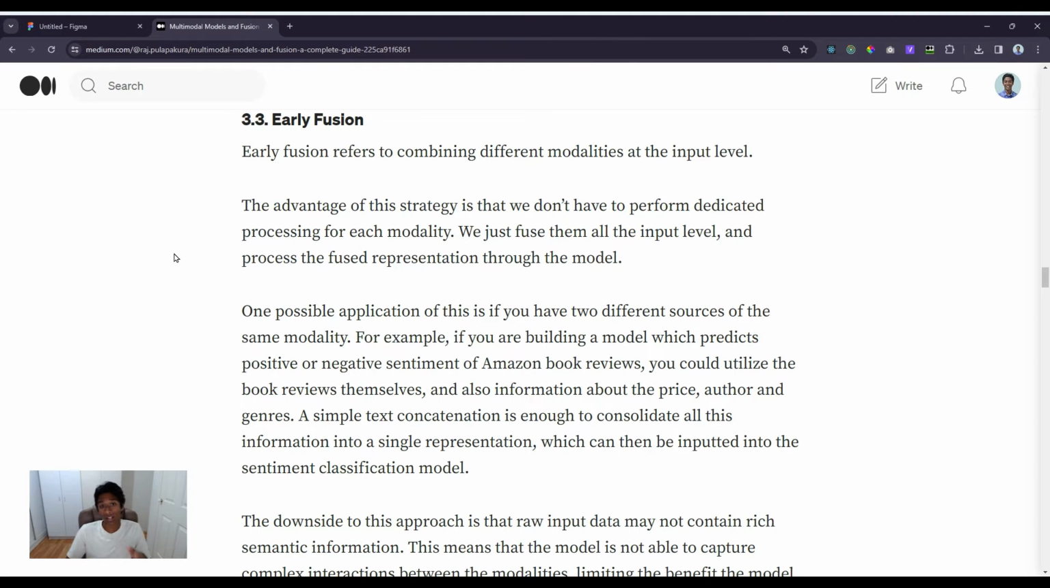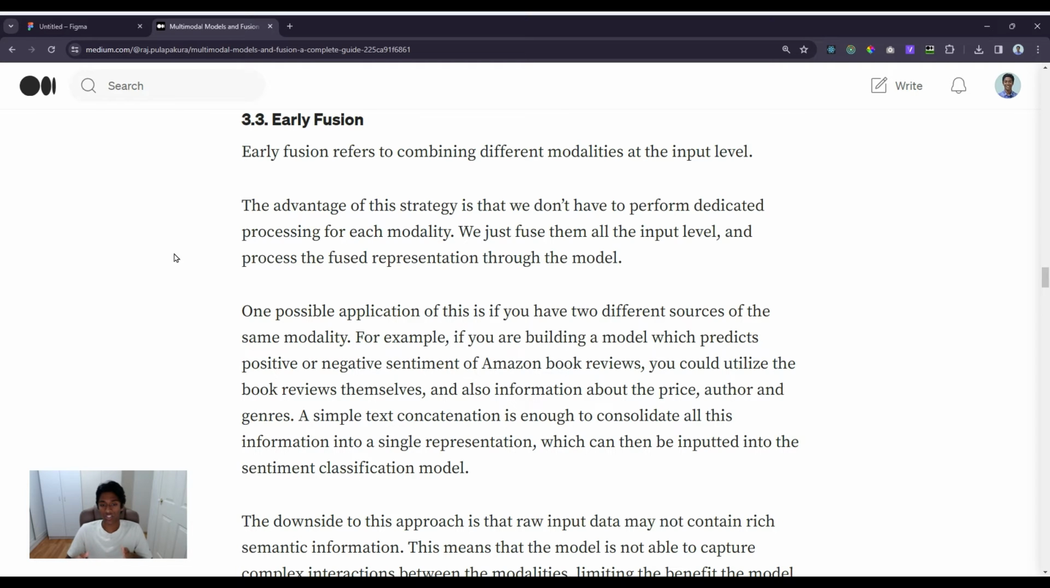Let's talk a bit more about early fusion. Early fusion refers to combining different modalities at the input level. The advantage of this strategy is that we don't have to perform dedicated processing for each modality. We just fuse them all at the input level and process the fused representation through a single model.